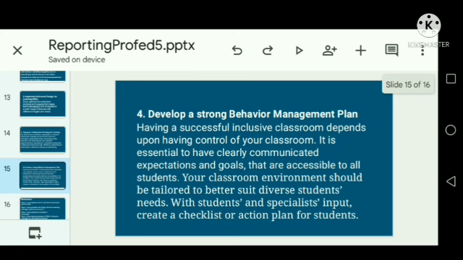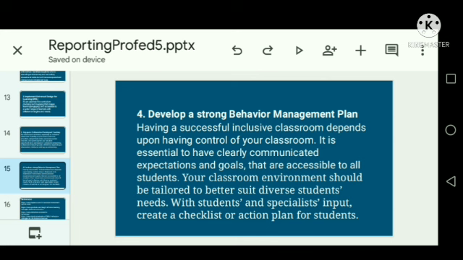And the last one, number 4, is develop a strong behavior management plan. So kinahanglan nga naagid ni siya ma-develop ang strong behavior management. So having a successful inclusive classroom depends upon having control of your classroom. So kinahanglan nga makontrol ni siya as a teacher. You need to do double time ang ikaw gid mismo ang mo control labi na sa classroom.